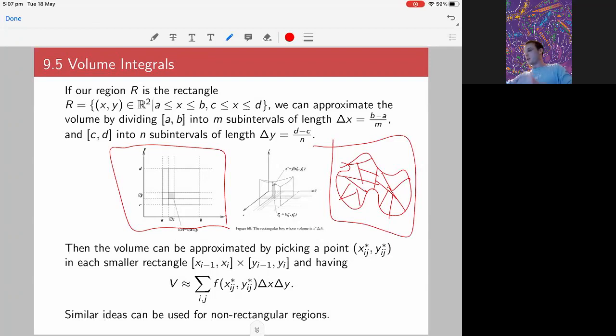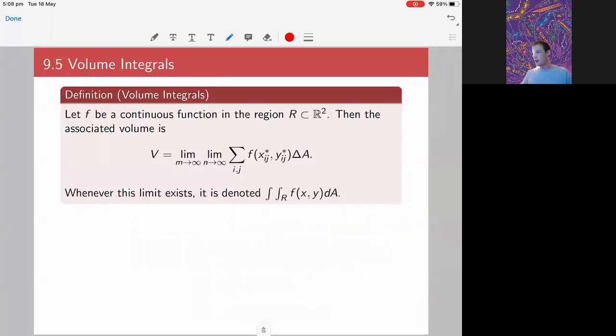Okay, we're now in a position to define the volume integral. Now, you shouldn't really be surprised how this is defined, because at the end of the day, it's the exact same procedure as before. I've got approximate volumes. I find the actual volume by taking limits. So this is why we need limits in the first place, more or less.